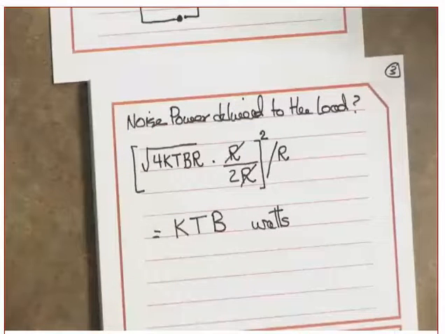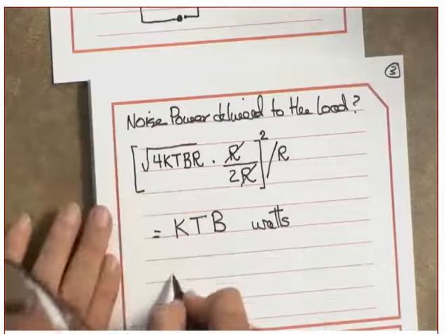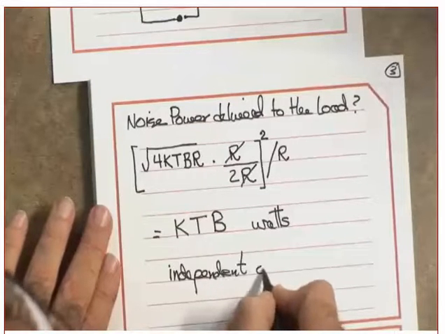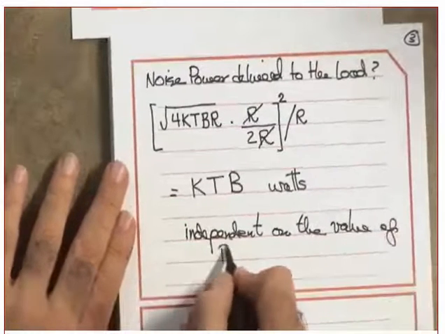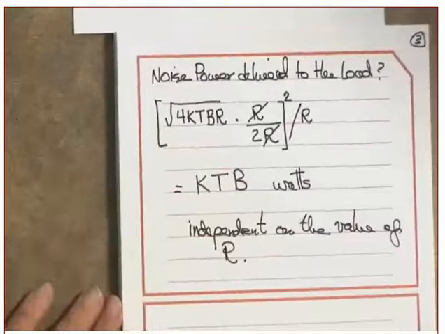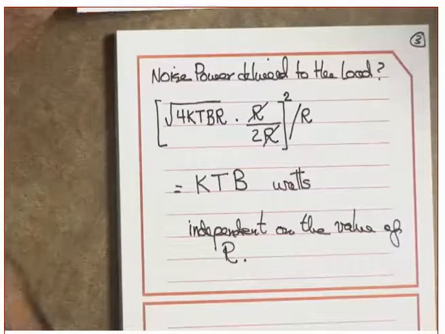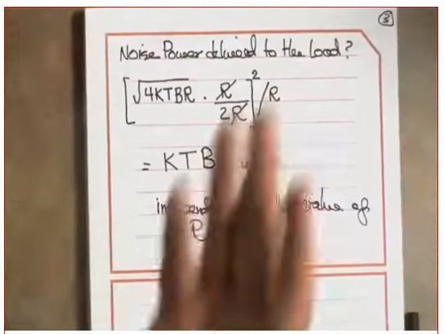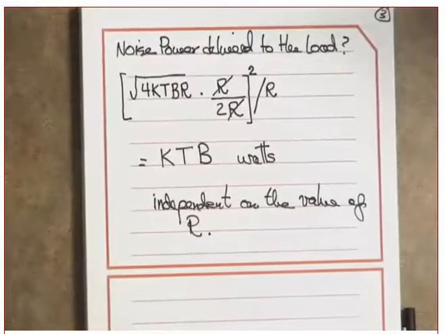What do you notice in this expression? It's independent of who? Of the R. This one is independent of the value of what? R. As long as the load is matched to the source, I don't care about the value of R. The value of R will cancel out. Did you understand that or not? Yes or no? Cannot hear you.